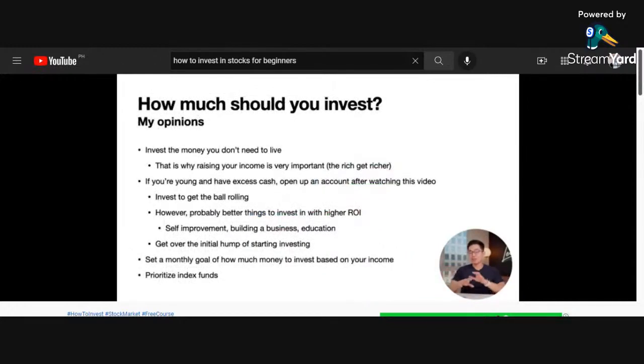So now, how much money should you invest? And these are just my opinions. It really depends on your whole situation, but I'd say you want to invest the money that you don't need to live. That's why raising your income is so important, and that's why the rich get richer, right? They have their set base expenses for their life, and then they have all this extra money that they are going to invest into the markets, into real estate, into other investments.